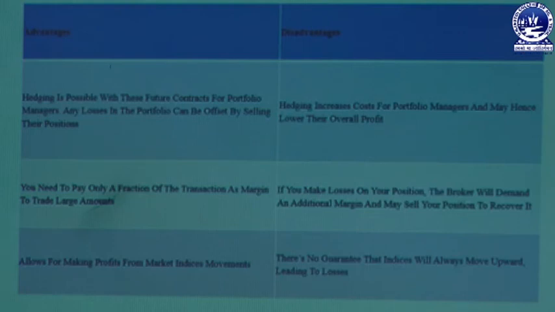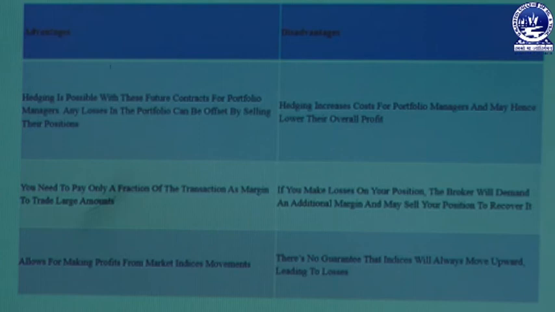And if you make losses on the position that we are taking, the broker will demand an additional margin, that is the maintenance margin, and may sell your position to recover or to maintain that particular loss. That is a disadvantage with index futures.